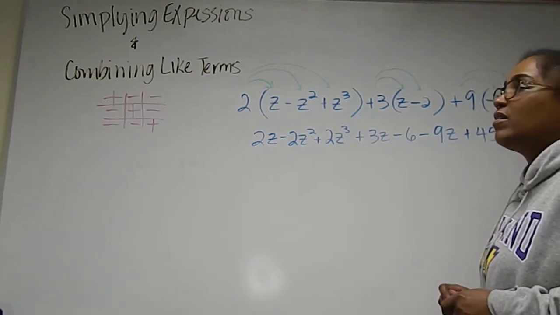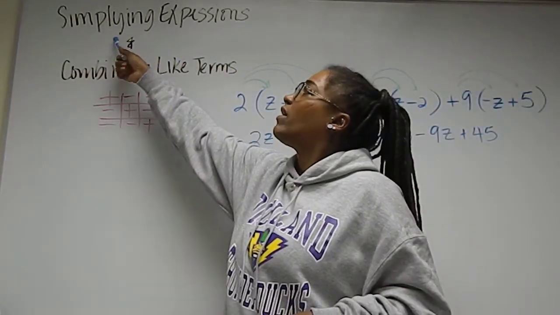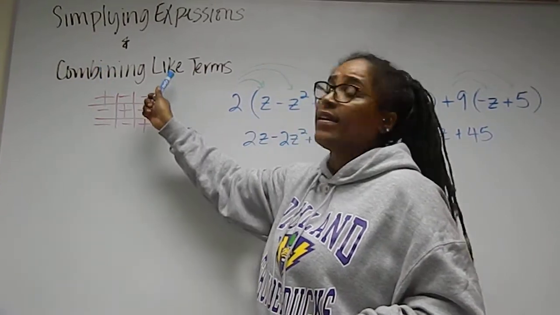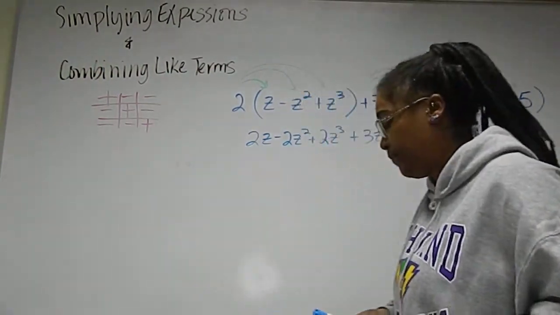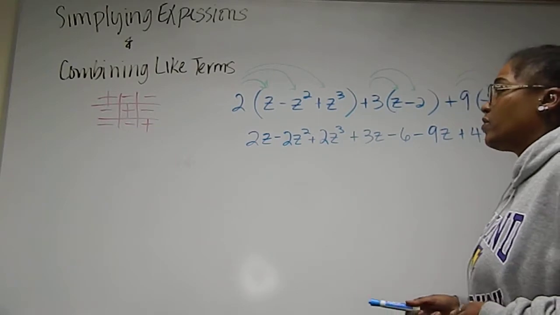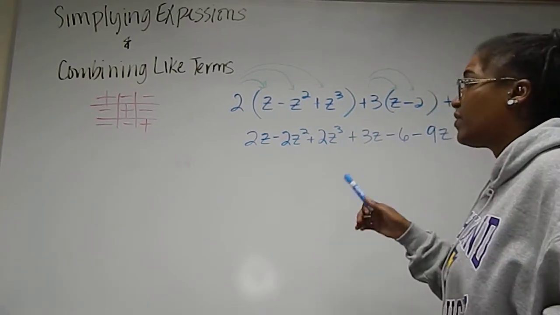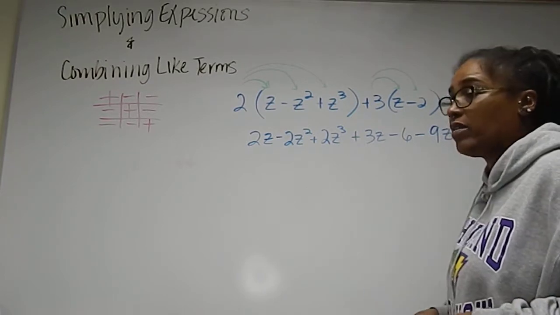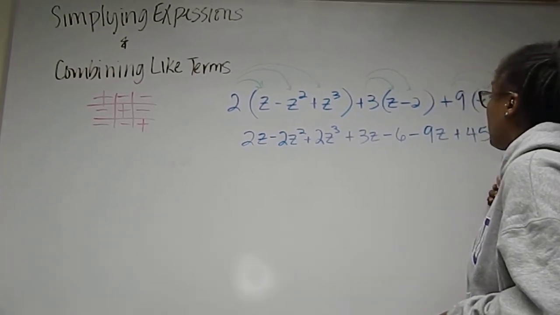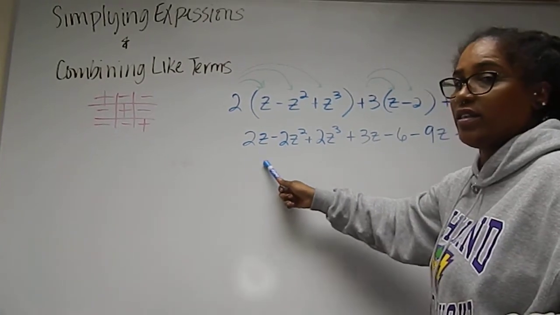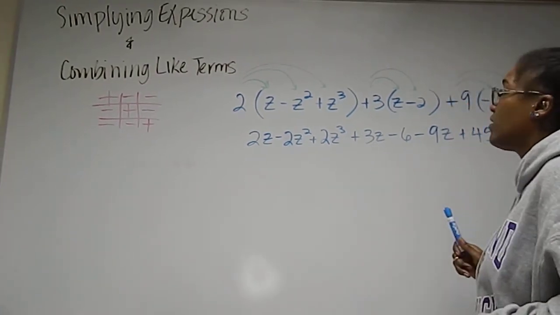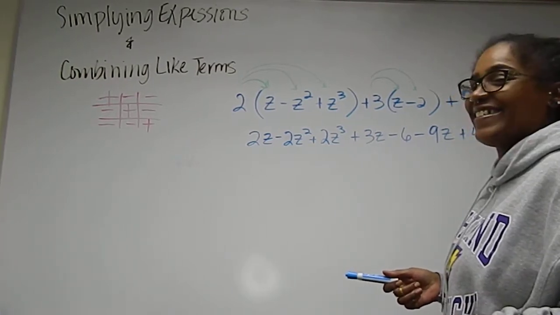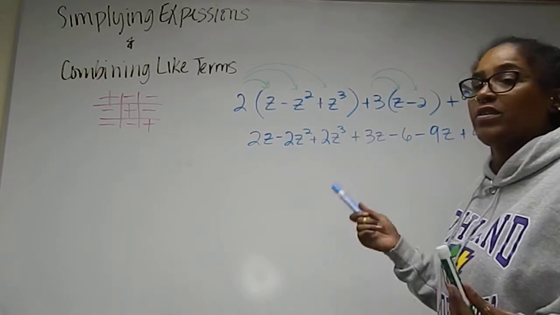No, no, no. Right now, we're in the process of simplifying, but simplifying involves combining like terms. Remember? Like terms are terms that have different coefficients, but they have the same variable part, and the variable part has to have the same exponent. So now we're going to look through all our terms and see what our variable is. We notice our variable is what letter? Z. So our variable is z.